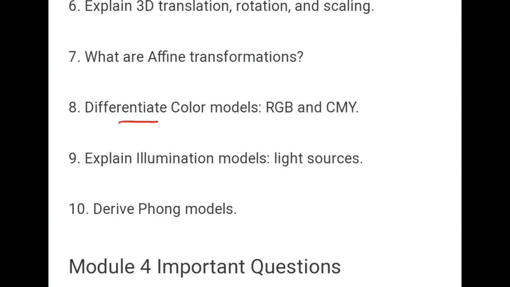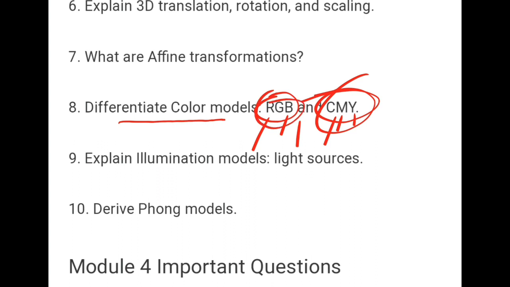After that we have differentiate color models, RGB and CMY. RGB is red, green and blue, and CMY is cyan, magenta and yellow. You have to define these two things, what the difference between them is and how they differ from each other.